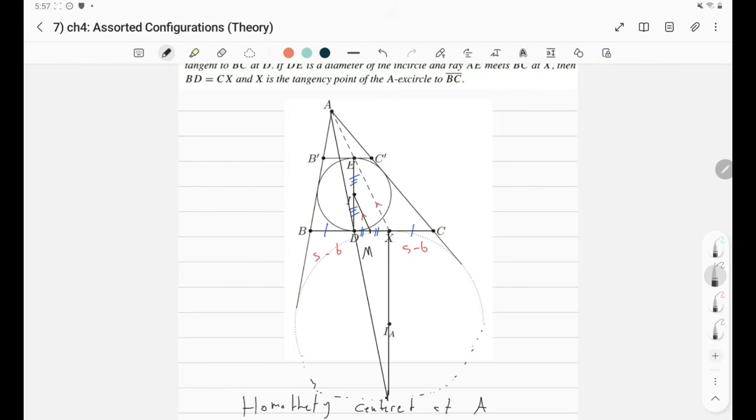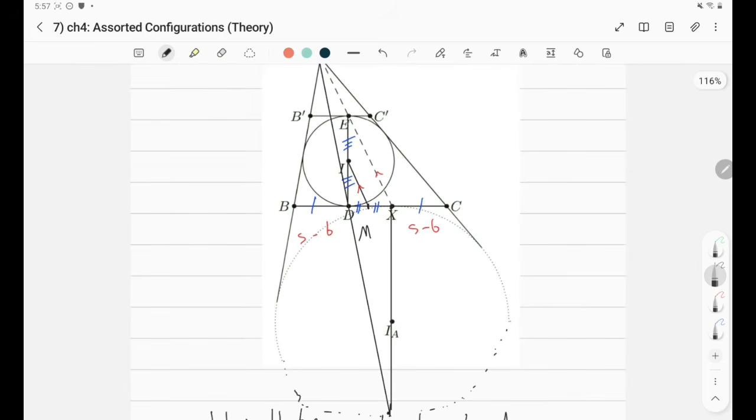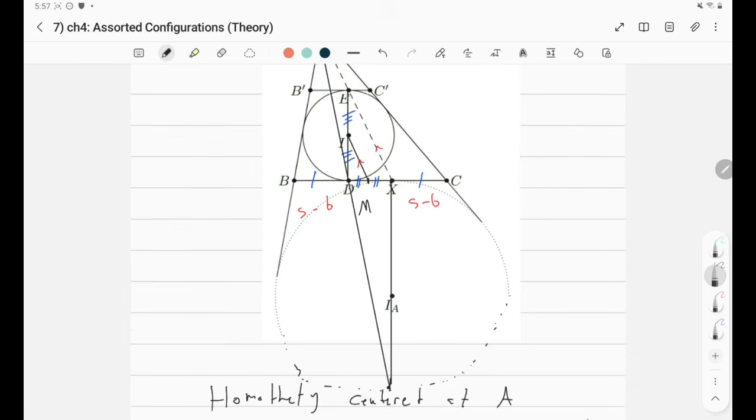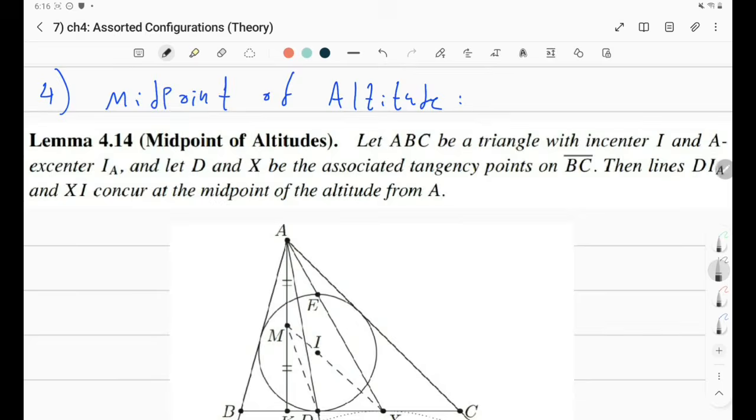Yeah, so basically keep that in mind. We also have a duality between the incircle and excircle. So whatever you prove here, you also have it here. So keep that in mind. Of course, the idea is the same, the proof is literally the same. All right, our fourth configuration, as we said, is still dealing with the incircle.